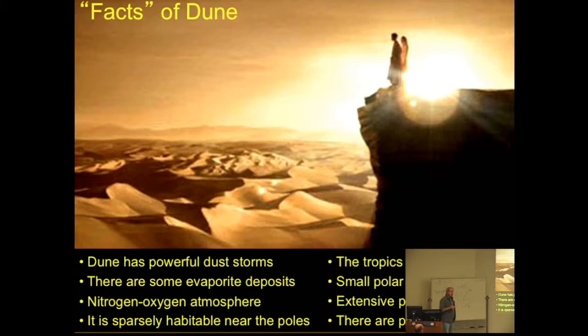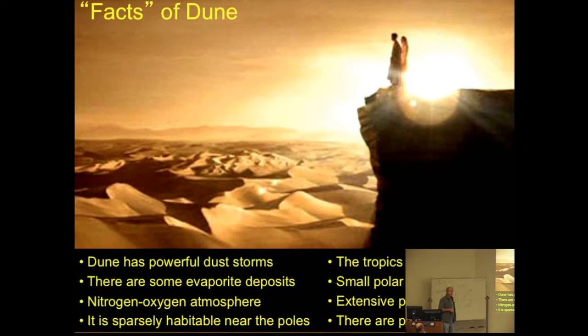There are some evaporite deposits that are reported in the course of the novel. It has a nitrogen-oxygen atmosphere. It is sparsely habitable near the poles where there is liquid water. The tropics, though, are extremely dry. There are small polar ice caps which are mined and used. There are extensive polar aquifers because that is where liquid water is.